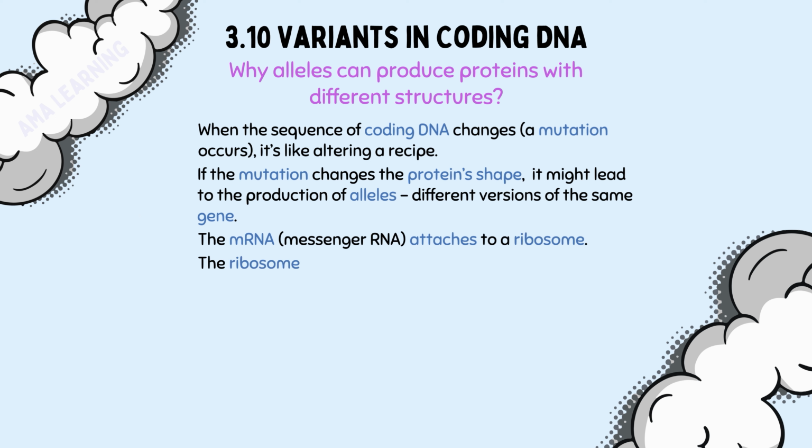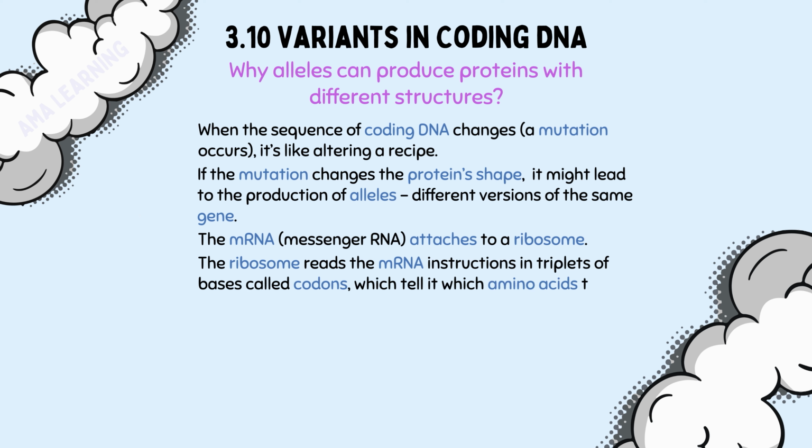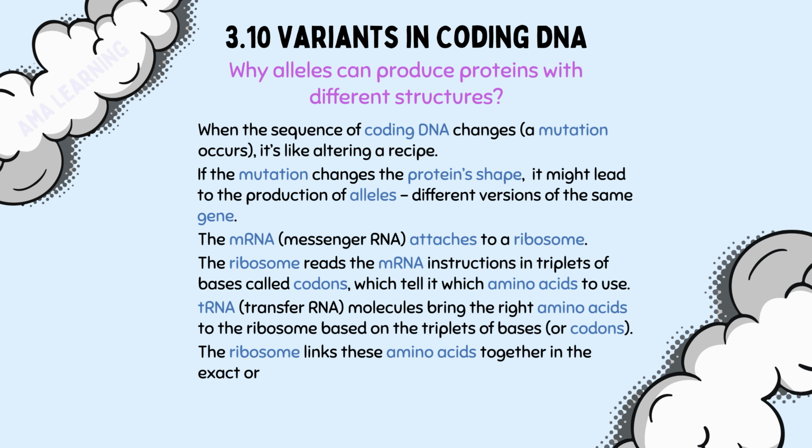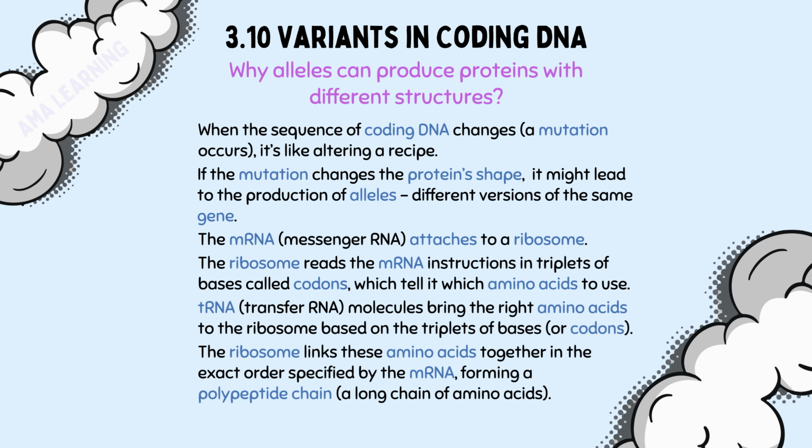The ribosome reads the mRNA instructions in triplets of bases called codons, which tell it which amino acids to use. tRNA, transfer RNA molecules, bring the right amino acids to the ribosome based on the triplets of bases, or codons. The ribosome links these amino acids together in the exact order specified by the mRNA, forming a polypeptide chain, a long chain of amino acids.